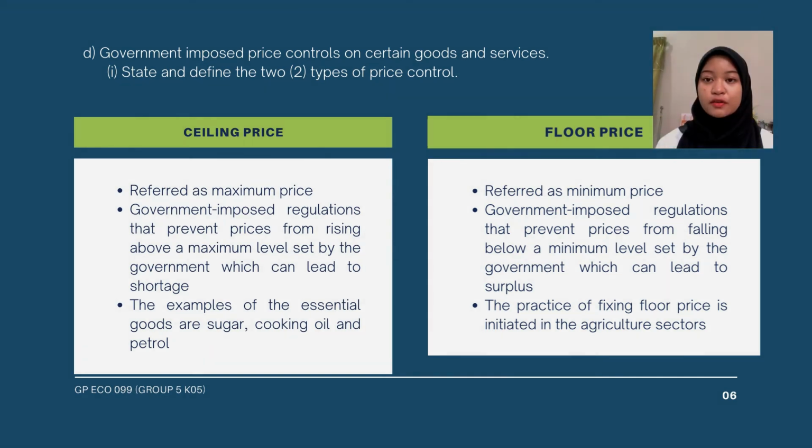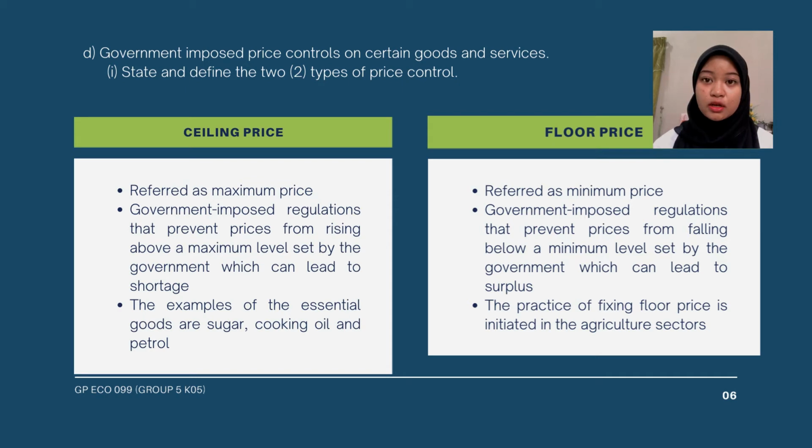The definition of ceiling price or maximum price is a price control set by the government prohibiting the charging of a price higher than a certain level. The aim is to lower prices below market equilibrium. A maximum price is set in the interest of consumers to protect them from paying unreasonably high prices for essential goods and services. Examples of essential goods are sugar, cooking oil, and petrol.